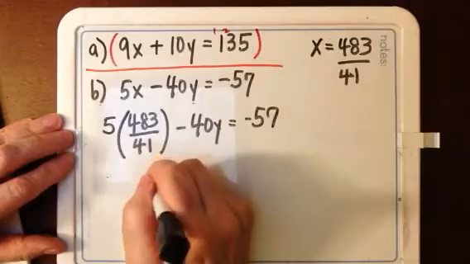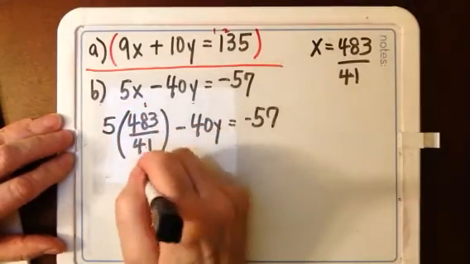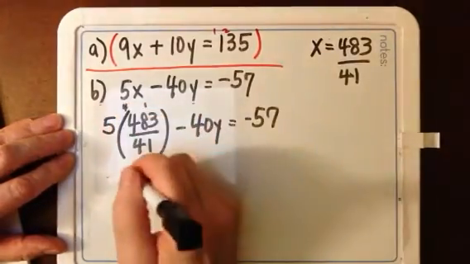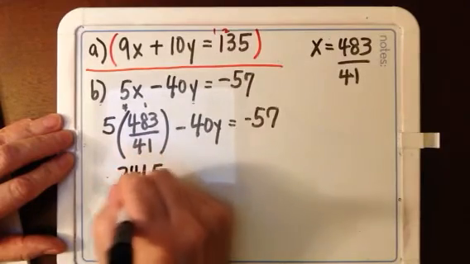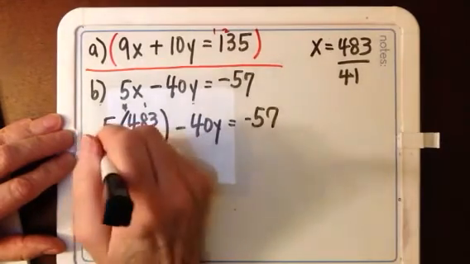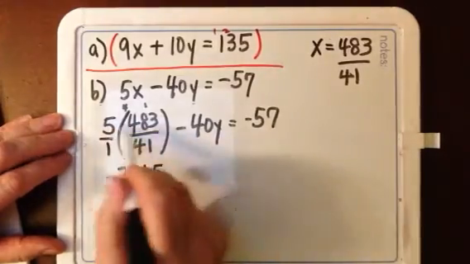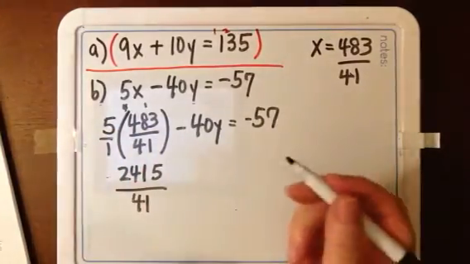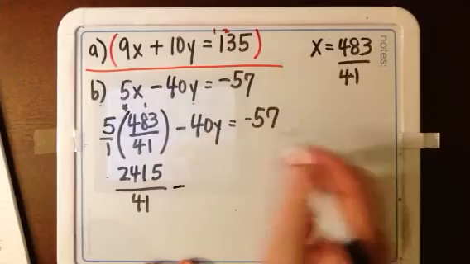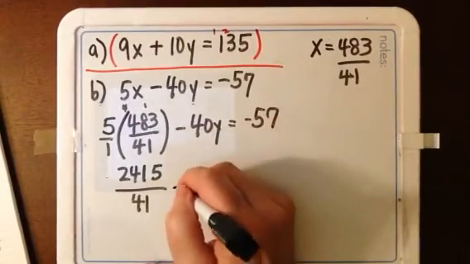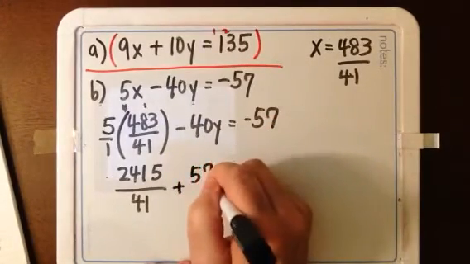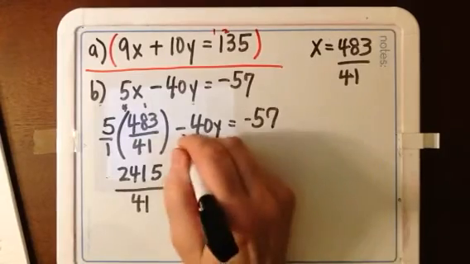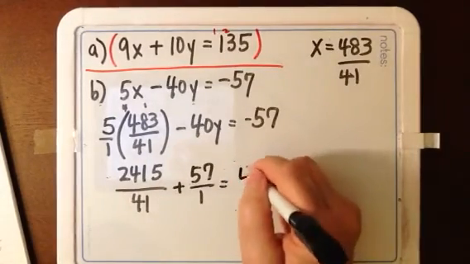So 5 3s are 15, 5 8s are 40, and 1 is 41. 5 4s are 20, and 4 is 24. Divided by 41, because remember, multiply the numerators and the denominators. And then we're going to add 57 to both sides, plus 57 over 1, and then we'll add 40y to both sides, giving 40y.